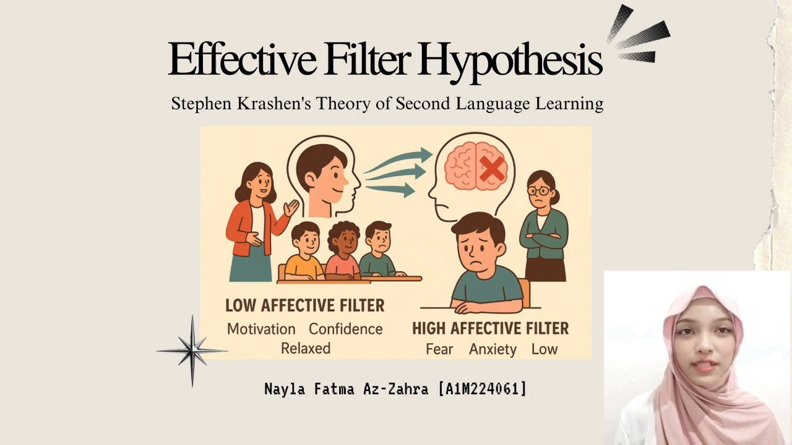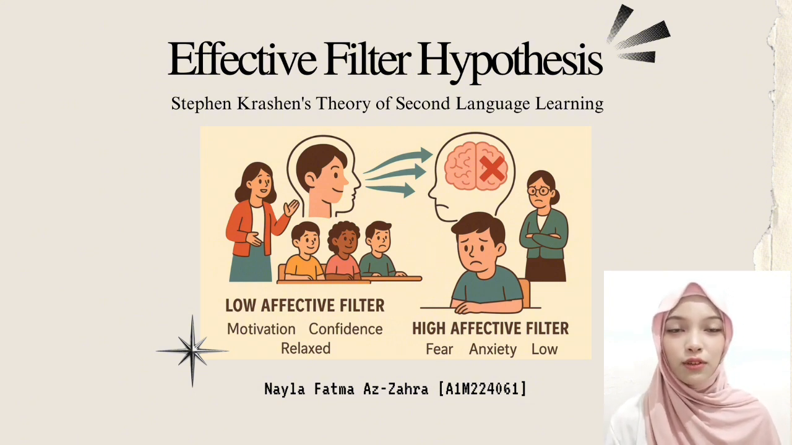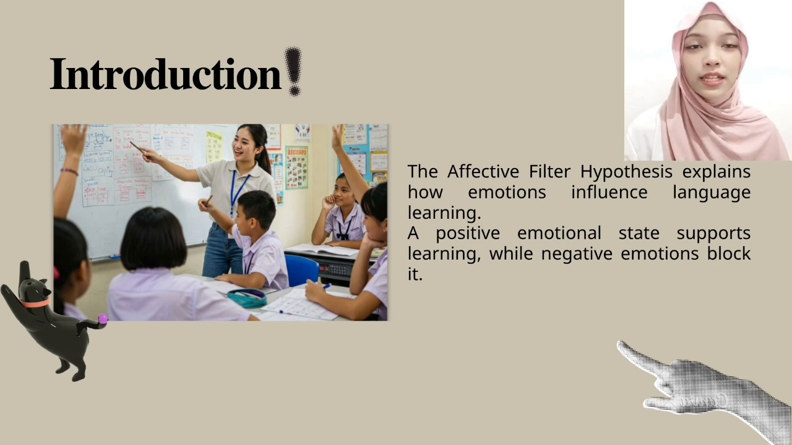Today I'm going to explain one of Stephen Krashen's famous ideas about how people learn a second language. It is called the affective filter hypothesis. Don't worry, I'll explain it in a simple way so it's easy to understand. Krashen said that learning a new language is not only about getting enough input, like listening or reading in the language. It also depends a lot on our emotion.